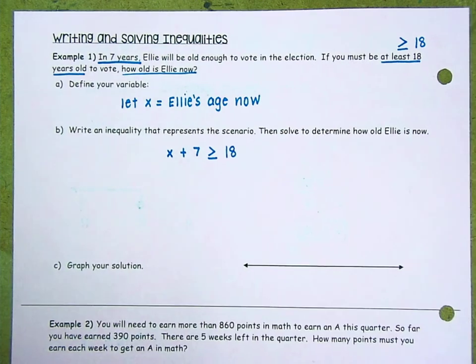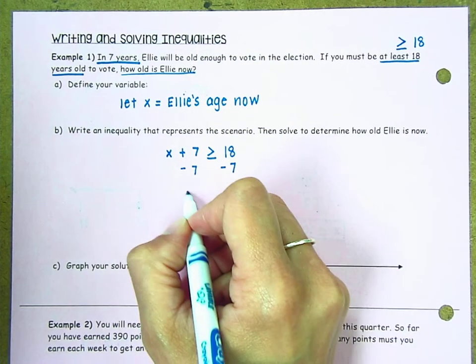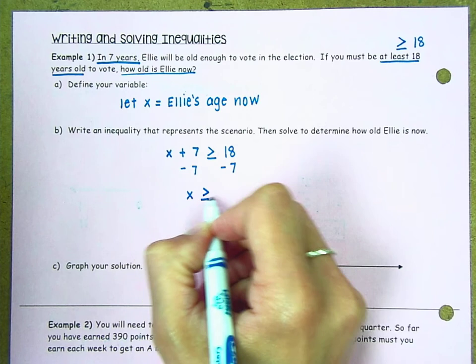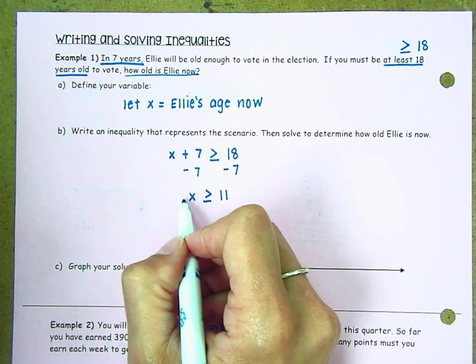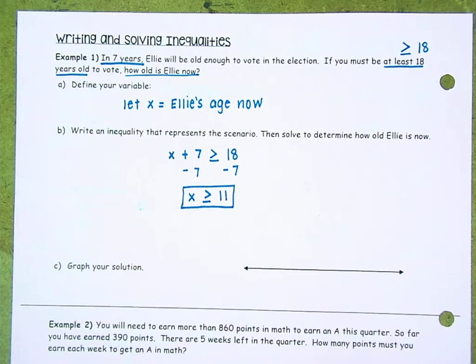Now we can go through our process of solving. Subtract 7 from both sides. x is greater than or equal to 11. Now comes the tricky part. How do we answer the question? How old is Ellie now? Everybody wants to tell me that Ellie is 11 years old right now, but do we know that for sure? We really don't. All we know is that in 7 years, Ellie will be at least 18 years old.